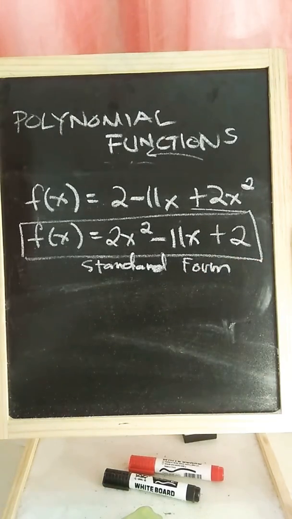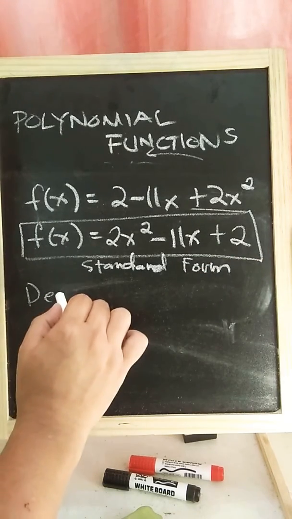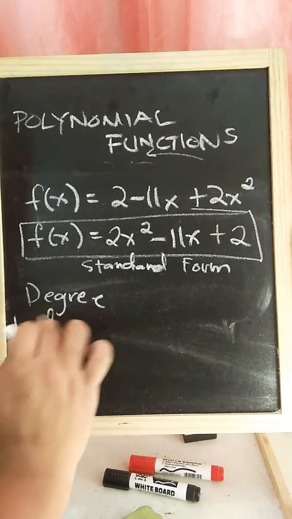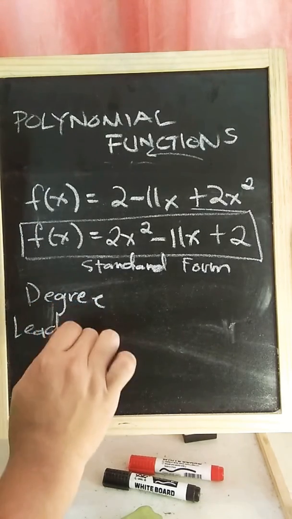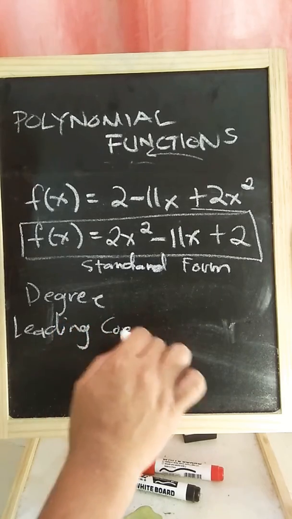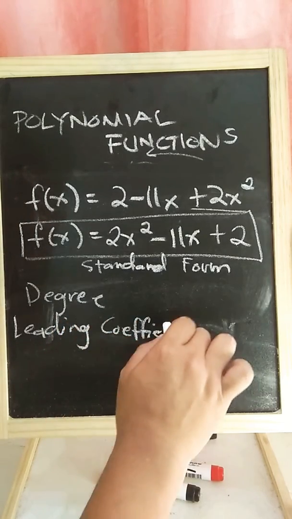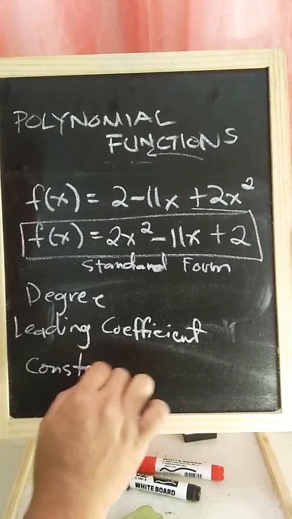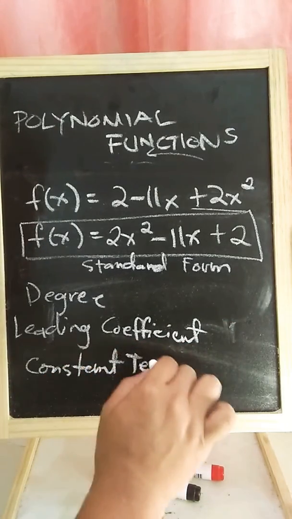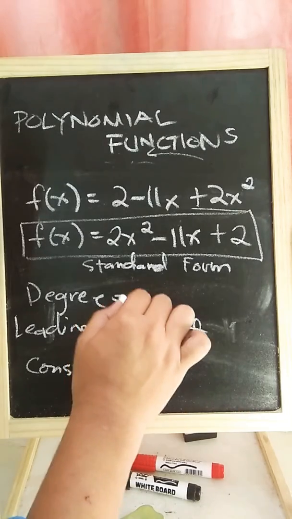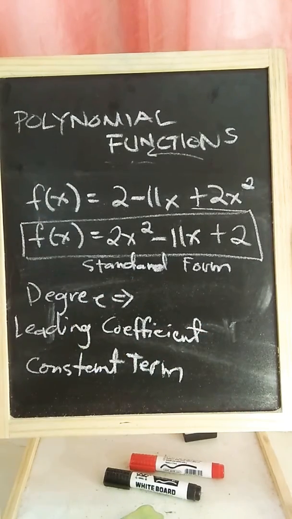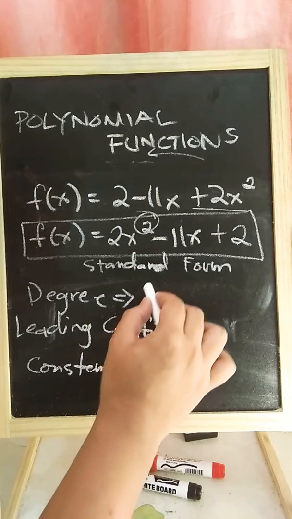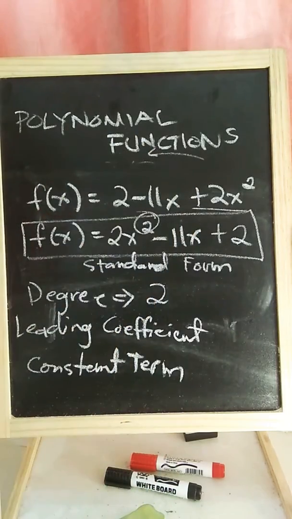So, ito na yung standard form ng iyong polynomial function. So, we can easily determine the degree, the leading coefficient, and the constant term. Unahin muna natin si degree. Now, for the degree, your highest degree here is 2. Your highest exponent is 2. So, the degree is 2.